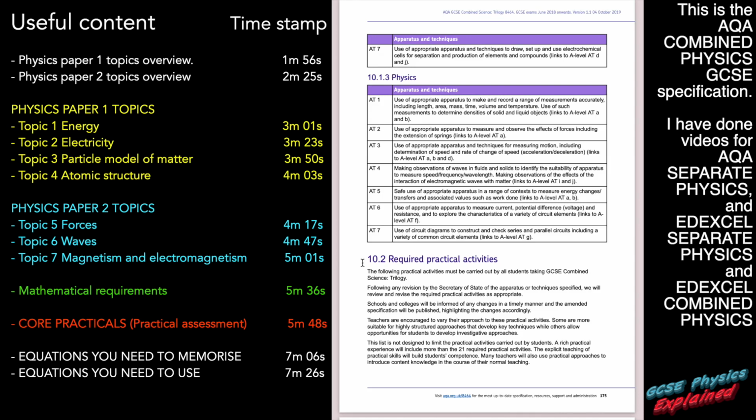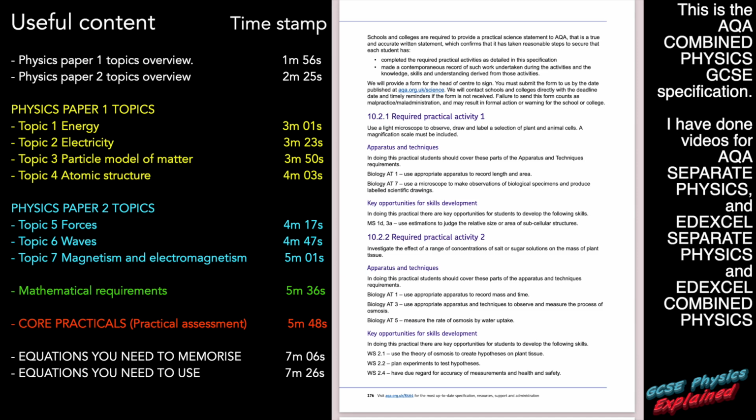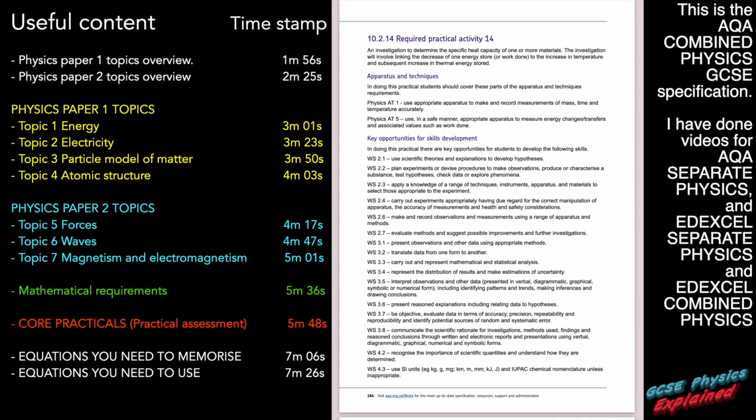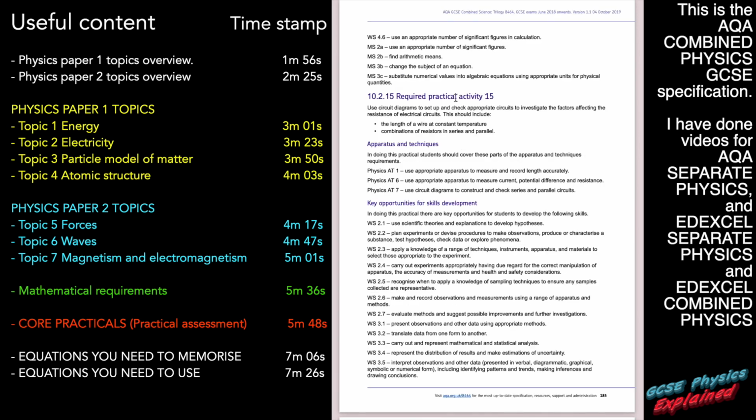Here's a little bit more information about the required practical activities. The practical activities that you need to know for physics are practicals 14 to 21, so I'll just go over those. But the biology and chemistry required practicals are in the spec if you want to have a look at them. Required practical activity 14, that is physics, and it tells you the information about what you should have covered in that practical. So that's to do with specific heat capacity. Required practical 15 is to do with circuit diagrams.